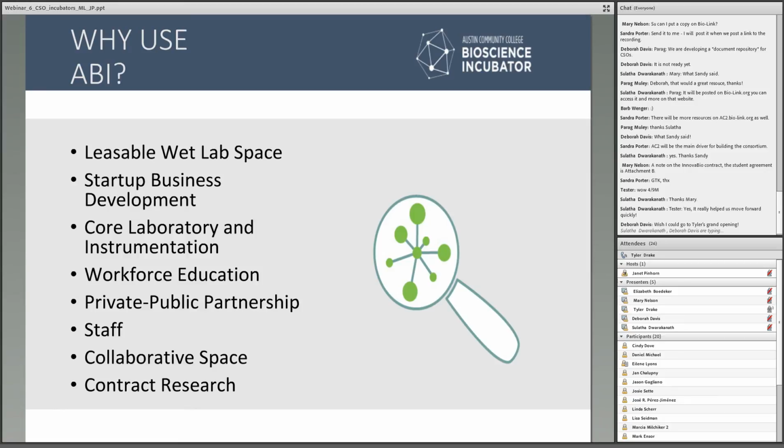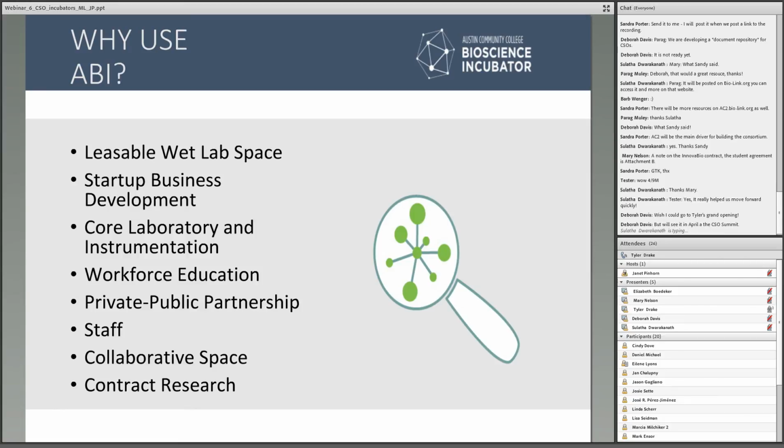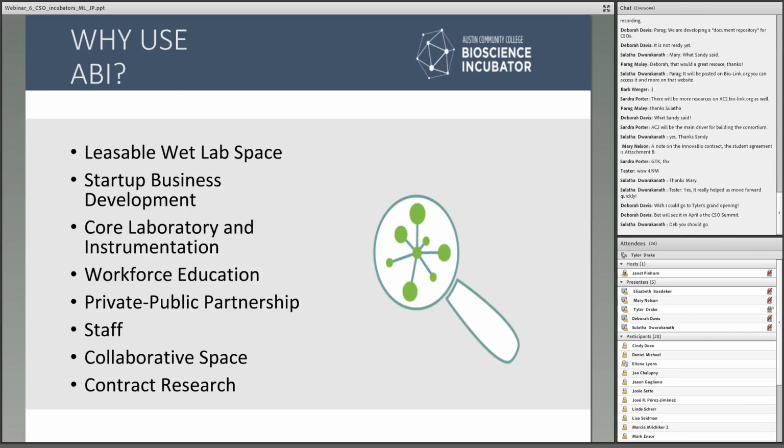Why should companies use the ABI? What do we offer? We offer leasable wet lab space, from an individual benchtop the whole way up to full labs. We have startup business development. A lot of this is through a partnership with the Austin Technology Incubator, a group out of the University of Texas. They have been doing business development in Austin for 30 years, so we thought it was a good idea to partner with people with experience in the region.